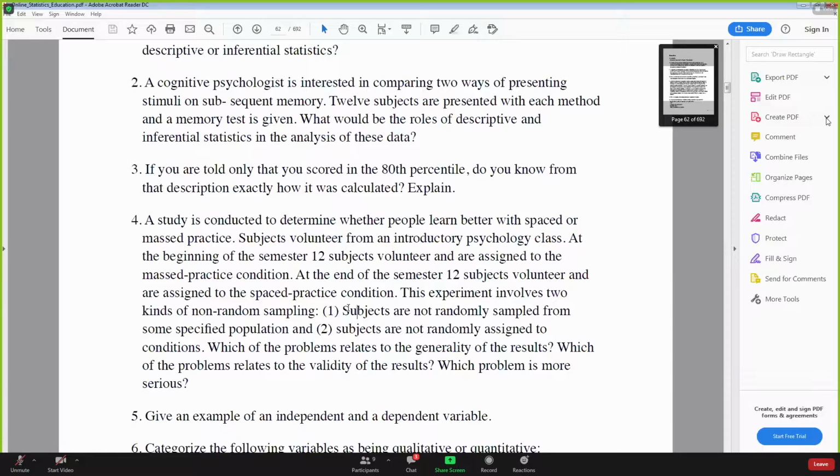And then you also have that subjects are not randomly assigned to math practice and spaced practice, right? So this is also a problem, but you think it's a little bit less important problem, right? If I understood you correctly.